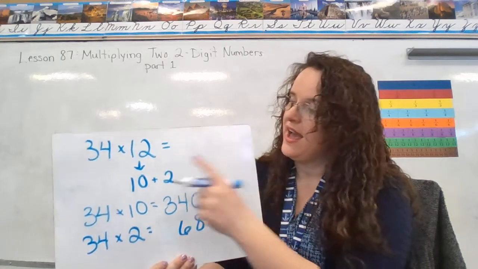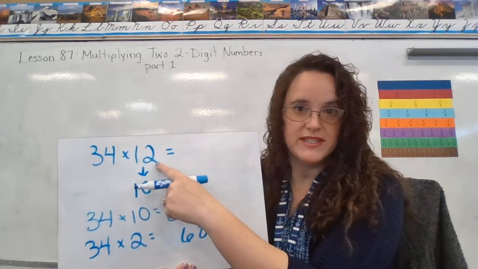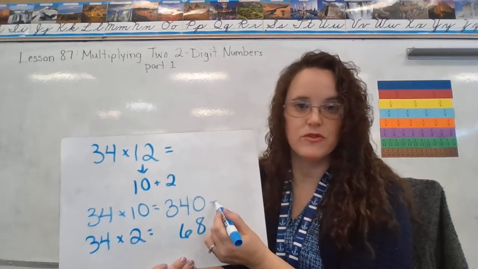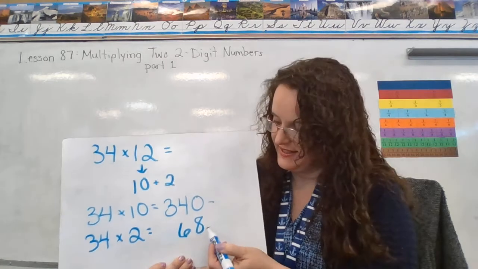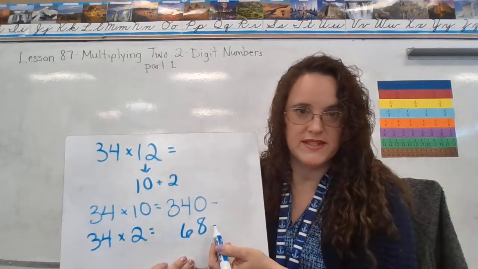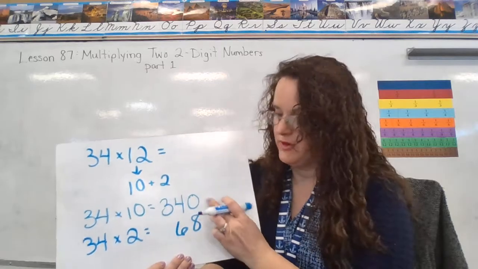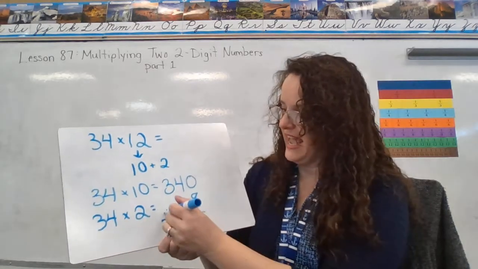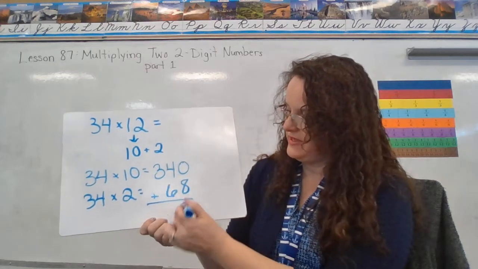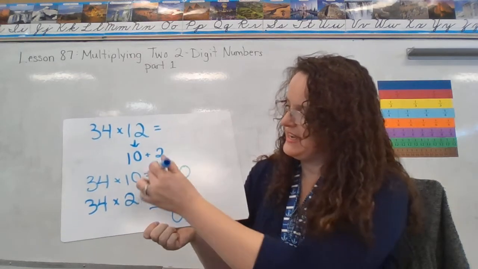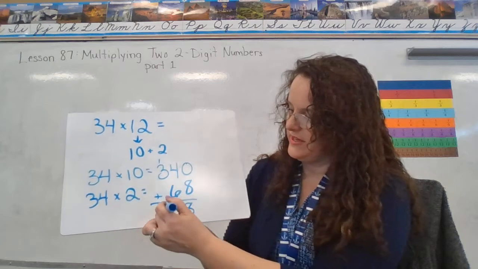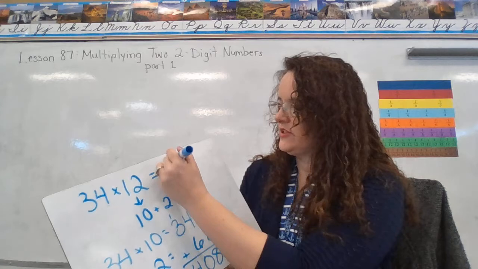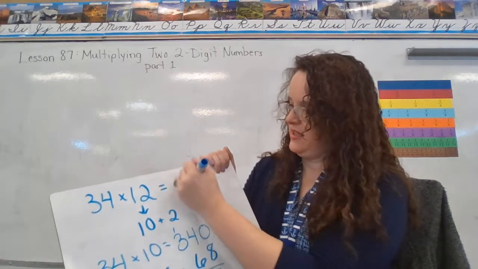Here's why. I need 12 groups of 34. So here I have 10 groups of 34, and here I have 2 groups of 34. If I put them all together, I get my 12 groups. So here we'll just add 8 plus 0 is 8, 6 plus 4 is 10, carry the 1, 3 plus 1 is 4. So 34 times 12 is equal to 408.